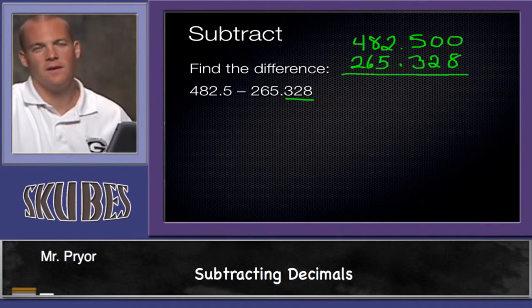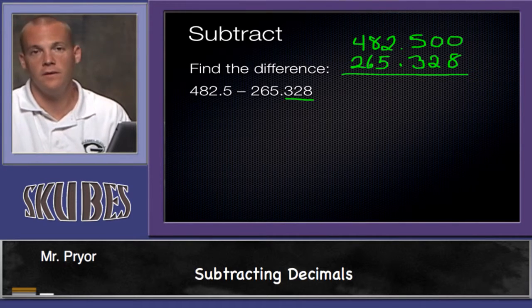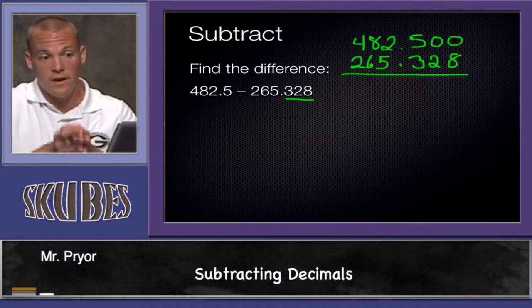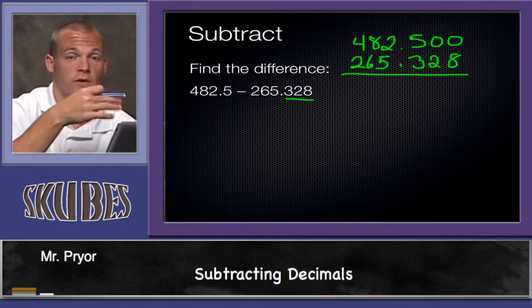This is a perfect example that can get really messed up if you don't remember to include your place values by holding them with zeros, or if you don't line up your decimals. So once you do that, though, you're good to go as far as subtraction.